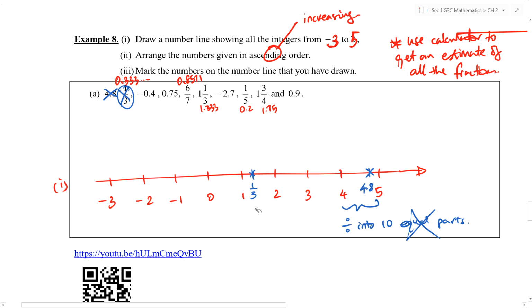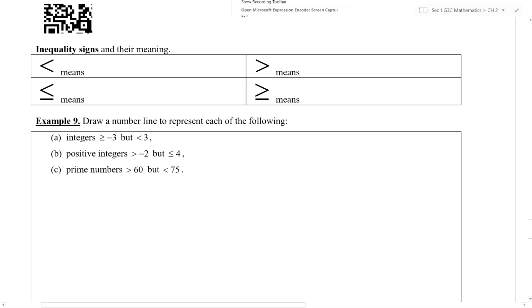I made a mistake over here. 1/3 is between 0 and 1. This is 1/3 over here. Thanks for pointing it out. Got less than. Less than or equal to. So I'm sure you can fill in the rest of this.